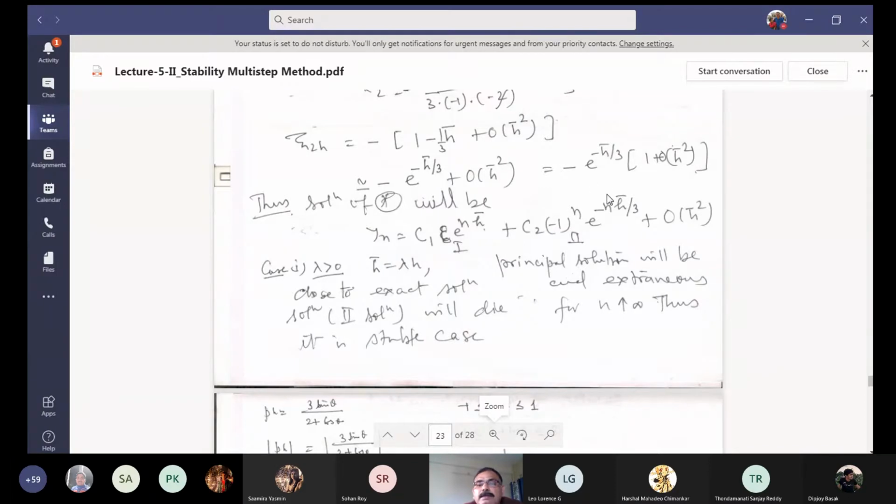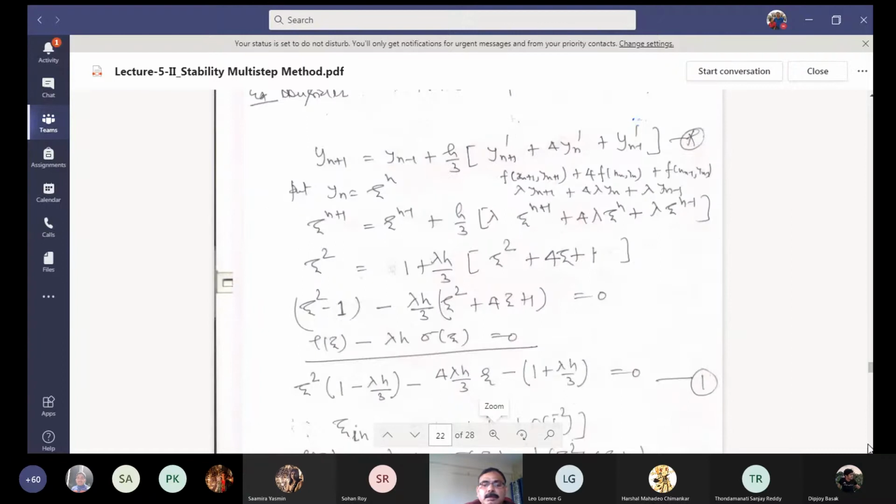You have to see whether the extraneous root goes to 0 for different lambdas or not. So for lambda greater than 0, it is very obvious that it goes to 0 because of e to power minus n h bar by 3. So this is the case when it will be stable. The first solution is always close enough to your exact solution. That's the reason it is called the principal solution or principal root.